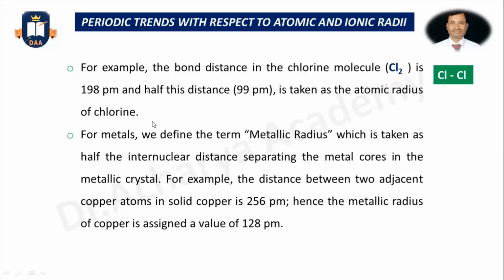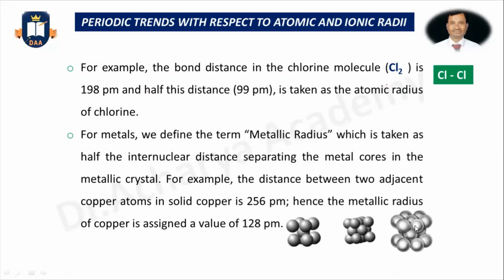This is the case for non-metals. What will happen for metals? Metals will not form this type of diatomic molecule. So for metals, we call it the metallic radius, which is taken as half the internuclear distance separating the metal cores in the metallic crystals. So these all are metallic crystals. The distance between two adjacent copper atoms in solid copper is 256 picometer. You can see this is one metal atom, and this is another; consider these are the copper atoms.